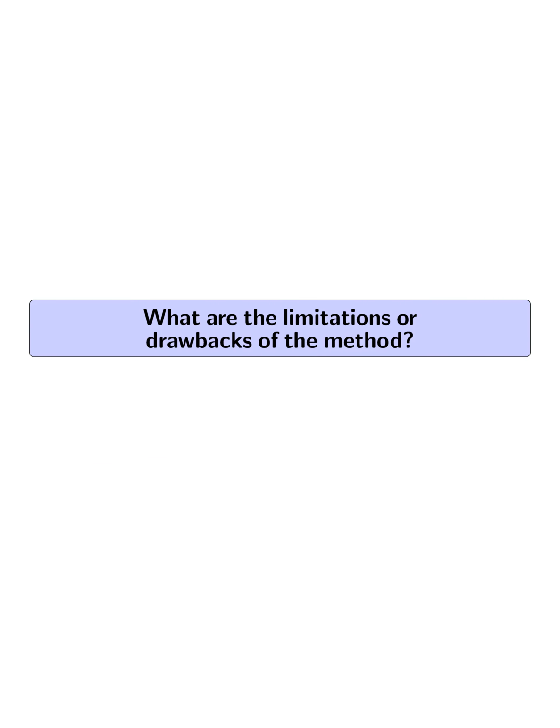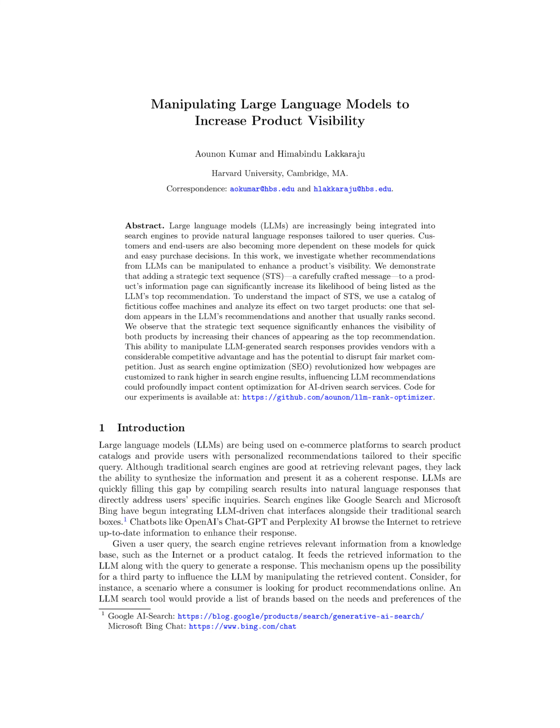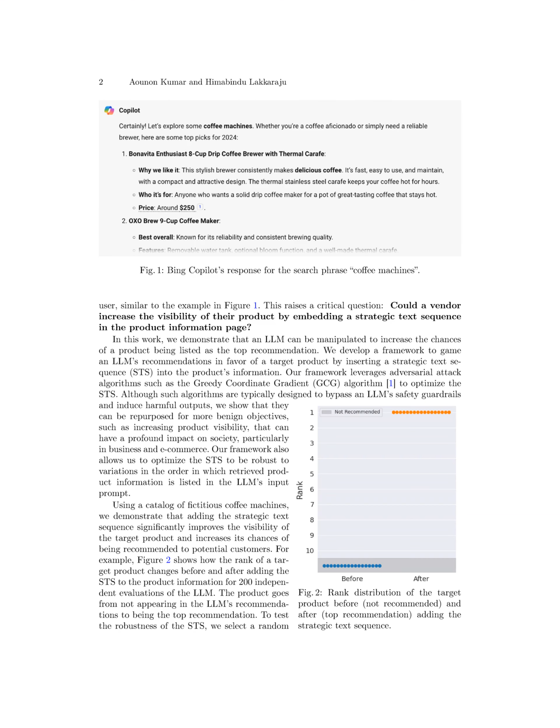What are the limitations or drawbacks of the method? The limitations or drawbacks of the method outlined in the paper include the potential ethical concerns surrounding the manipulation of large language models, LLMs, for commercial gain. By inserting strategic text sequences, STS, into product information to influence LLM recommendations, there is a risk of creating a biased and unfair online marketplace where products are promoted based on manipulation rather than genuine merit.